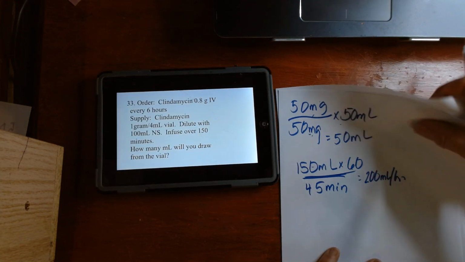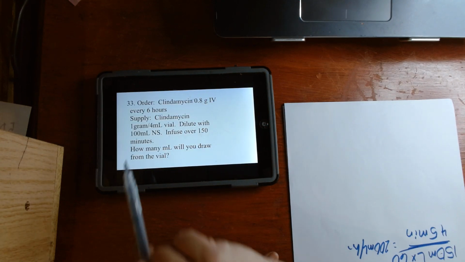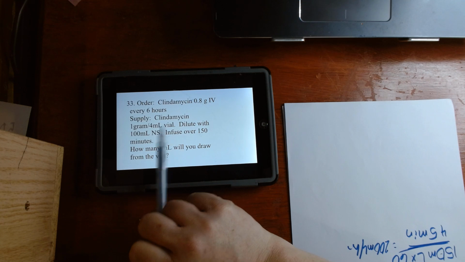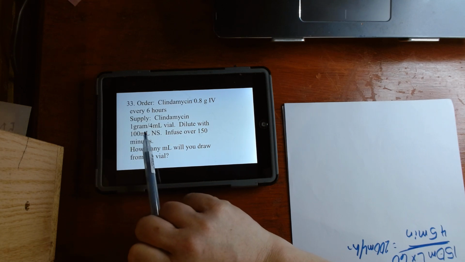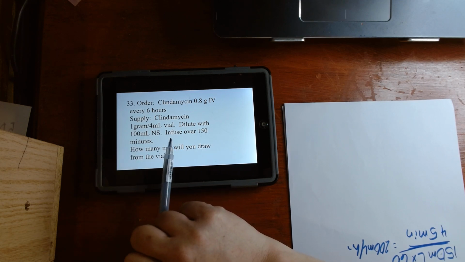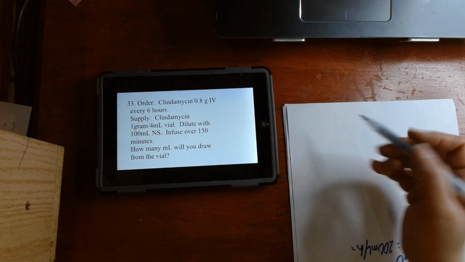Okay. This one says clindamycin 0.8 grams IV every 6 hours. The clindamycin you have in your hand is 1 gram in 4 milliliters. Dilute it with 100 milliliters of normal saline and infuse over 150 minutes. Okay.